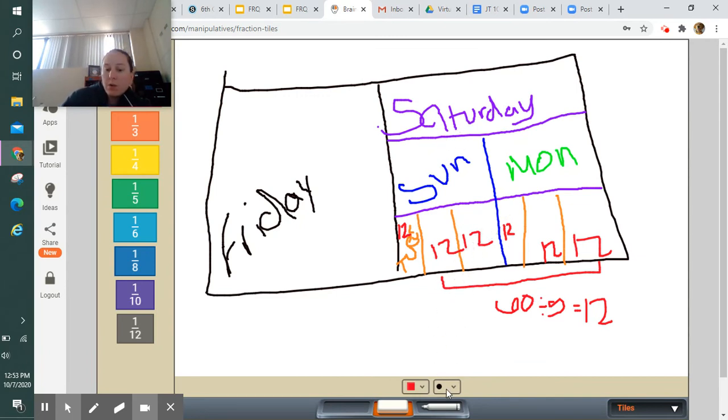Okay, so 12 plus 12 plus 12 is 36. So each one of these squares is equal to 36. So that means this one's equal to 36, this one's equal to 36, and so on. Okay.